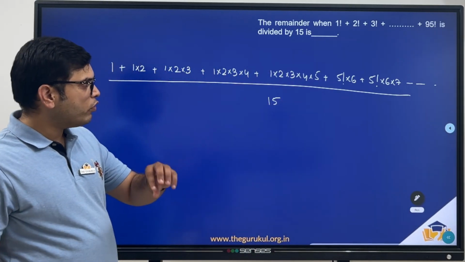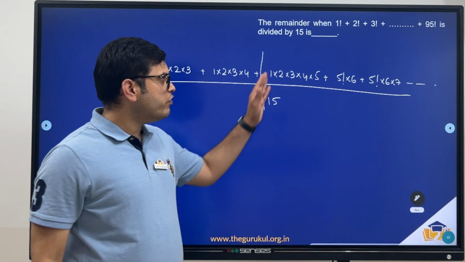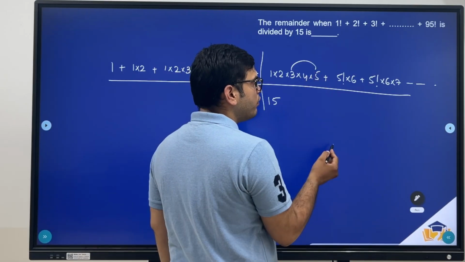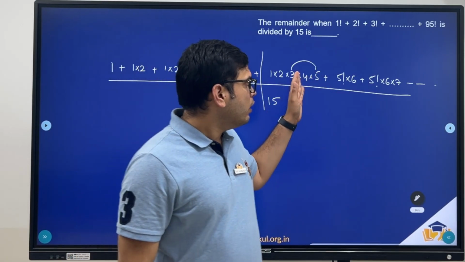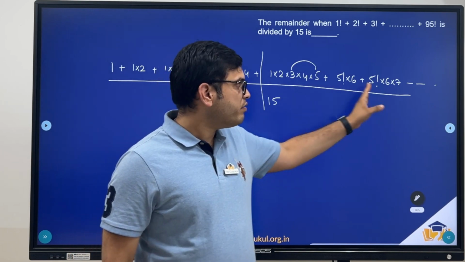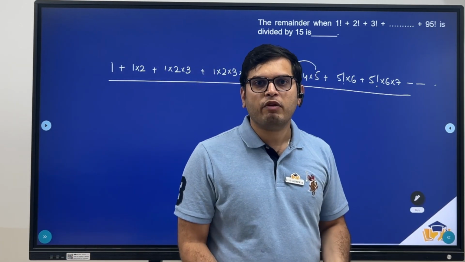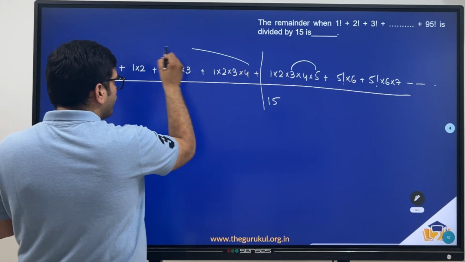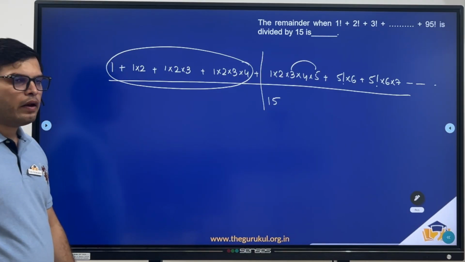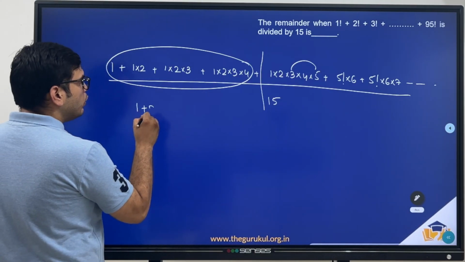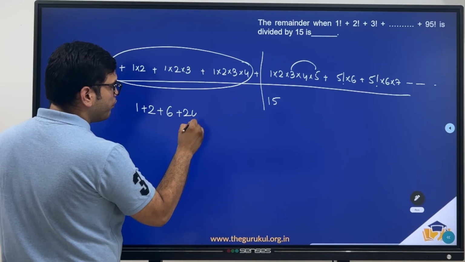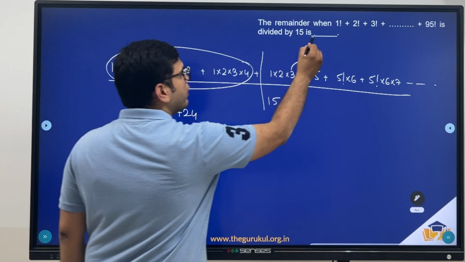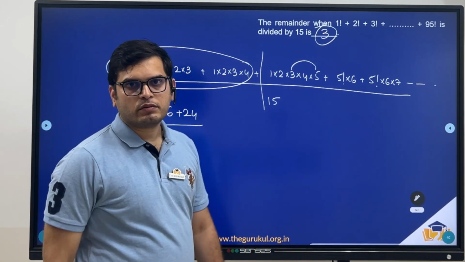Now I want you to observe that from this term onwards, every term is a multiple of 15, because you have 3 into 5 in 5 factorial. So 5 factorial is divisible by 15. So these are multiples of 5 factorial, which will be divisible by 15. So the remainder when this is divided by 15 will be because of these 4 terms only, right? So 1 factorial plus 2 plus 6 plus 24: 1 plus 2 plus 6 plus 24 is 30 plus 3, 33. Now what is the remainder when 33 is divided by 15? 3, and that should be the answer to this question.